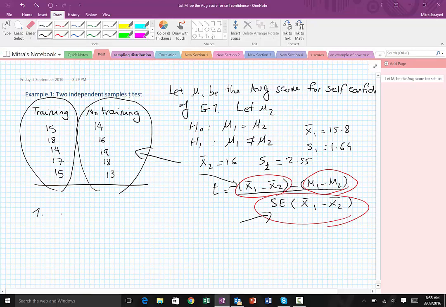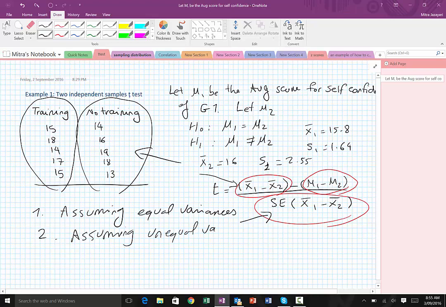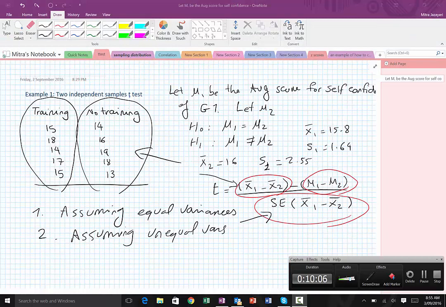We can do two different methods to do the standard error of x bar 1 minus x bar 2. One is assuming equal variances between the two populations, and the other one assuming unequal variances. So in the next video, I'm going to talk about these two assumptions, and then we move on to do the test and continue with calculations.